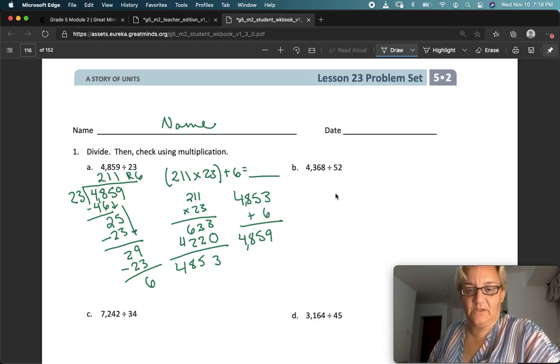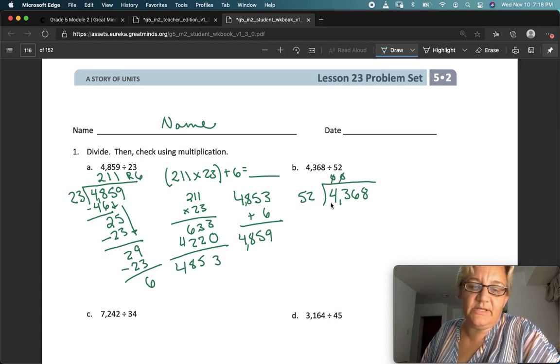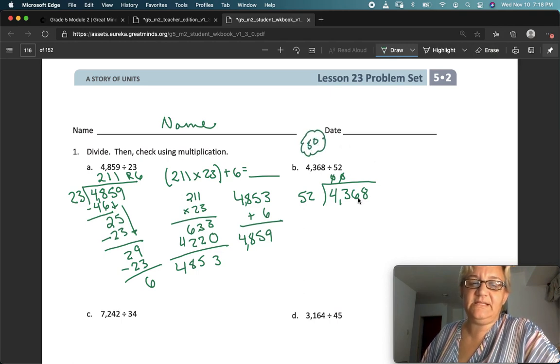Next one. Okay, 4,368 divided by 52. Okay, well, 52 doesn't go into 4. 52 doesn't go into 43, so nothing there, nothing there. 52 will go into 436. So how many times will it go into there? I'm going to round down to 50 in my head, okay? So if I imagine that as 50, 50 times what would give me 400?